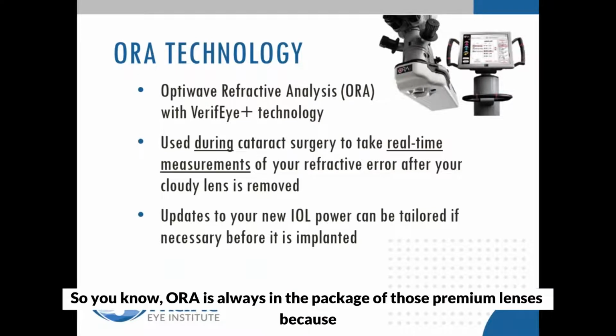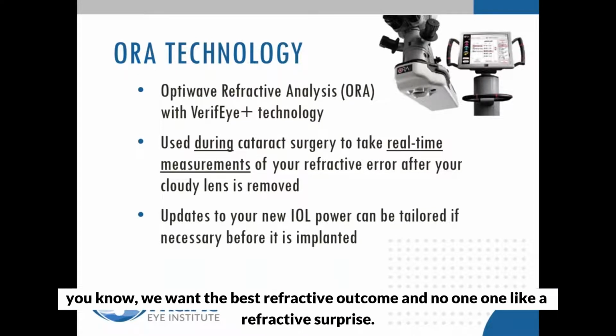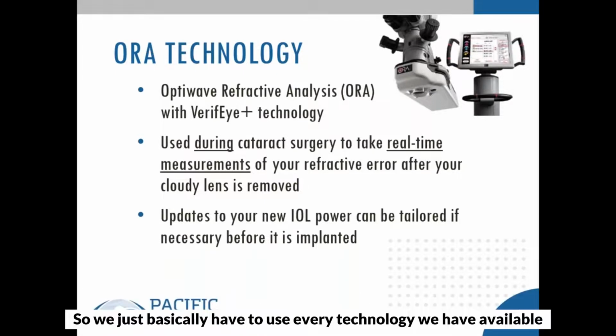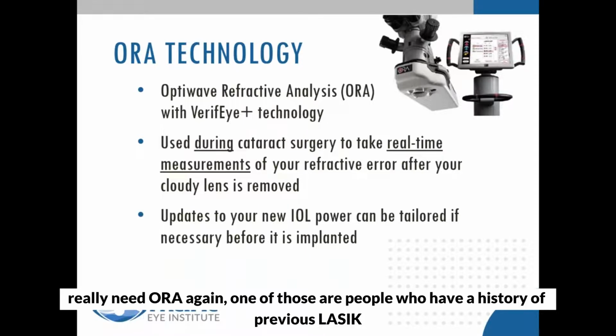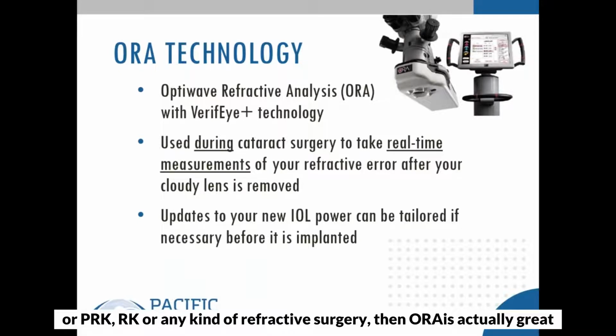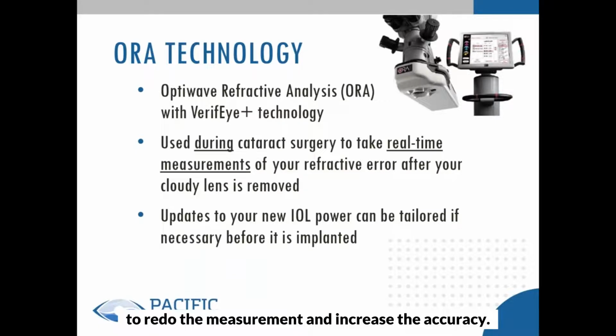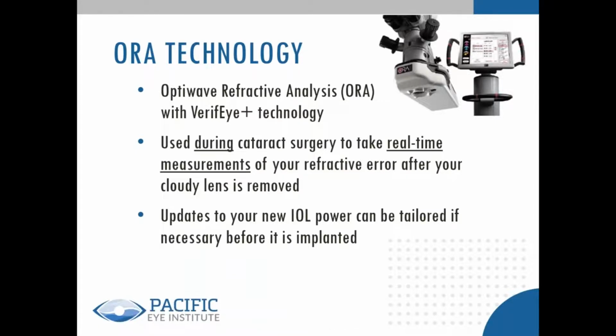So Aura is always in the package of those premium lenses because we want the best refractive outcome, and no one would like a refractive surprise. So we basically have to use every technology we have available to increase the accuracy of the measurement. But there are a few cases where we really need Aura. One of those is people who had a history of previous LASIK or PRK, RK, or any kind of refractive surgery. Then Aura is actually great to redo the measurement and increase the accuracy.